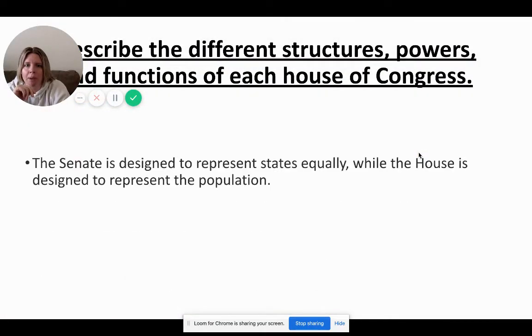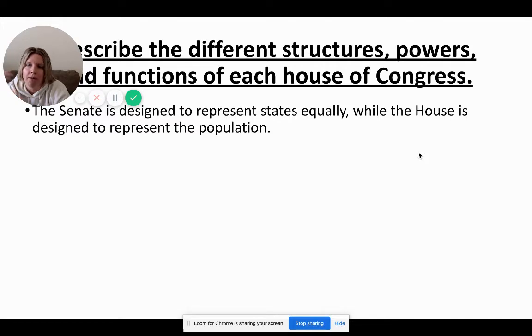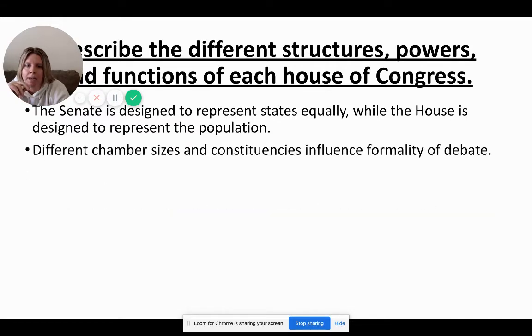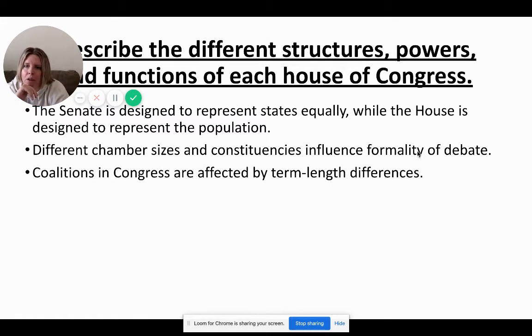The structure and powers of each house. Know that the Senate is designed about equality, that different chambers and constituencies change the debate because of different sizes. So in the House, for example, it's very strict and regimented because they only have so much time and there's so many people, 4 times the amount of people. In the Senate, they just talk all day, basically. There's not a lot of rules and restrictions on them.